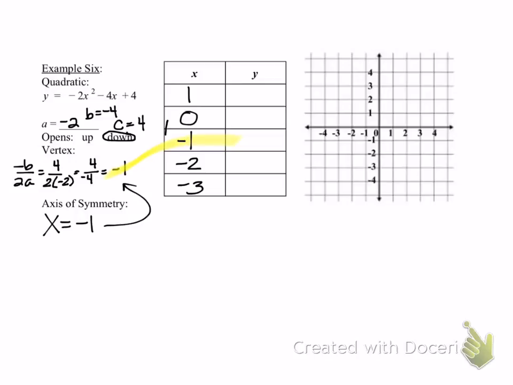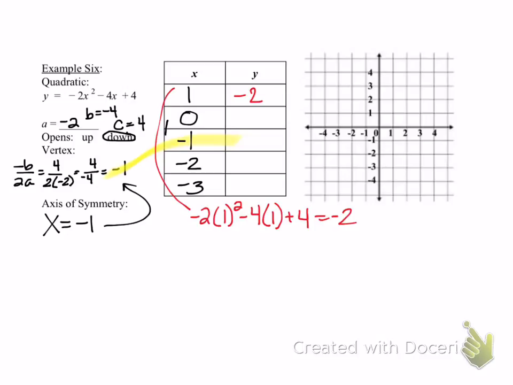So next thing we're going to do is plug some stuff back in. So in this case, we've got -2 times 1 squared minus 4 times 1 plus 4. We get -2. So this first one is -2.